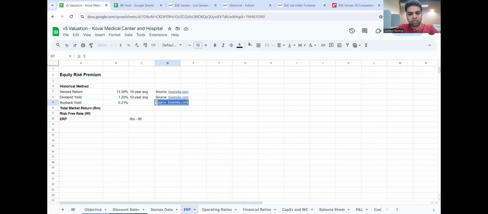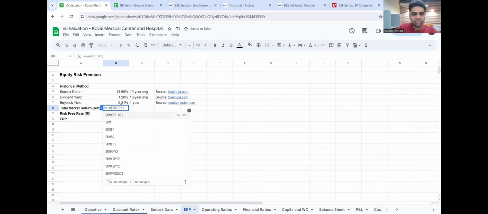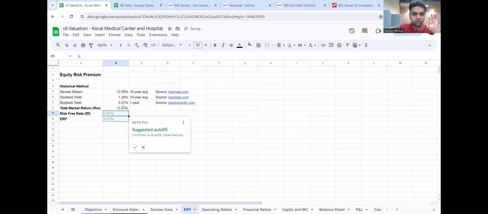The source of this, let's say, is Equity Master. And this is 1 year, and we have assumed that this is for the last 10 years. All right. So now we have the total market return, which is the summation of all these three parameters: Sensex appreciation, dividend yield, and buyback yield, which is 15.01%.